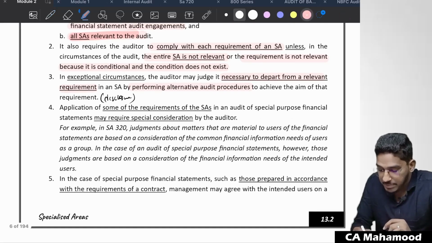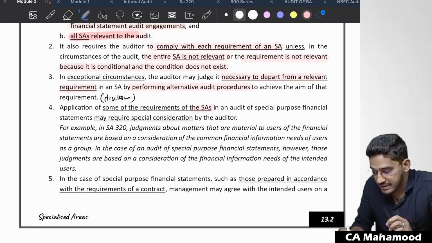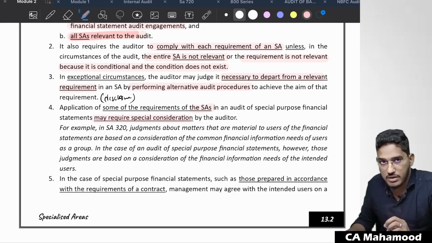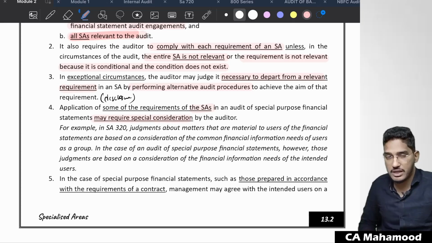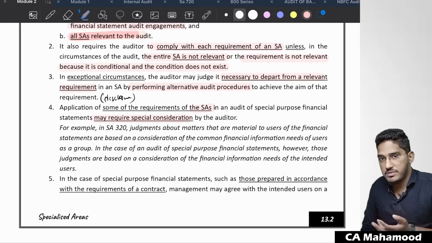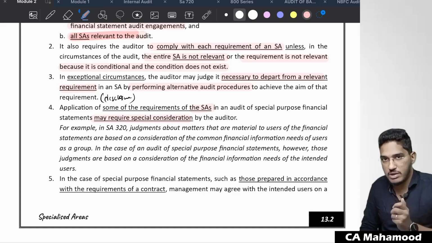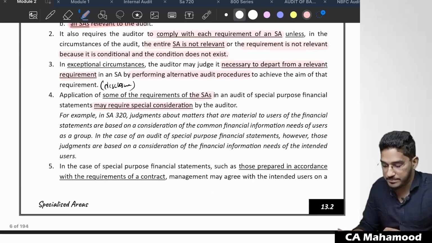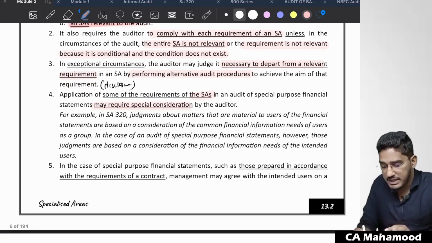Next one. Application of some of the requirements of the SAs in the audit of special purpose financial statements may require special consideration. So generally you apply all the standards on audit, but while applying some standards in the audit of special purpose financial statements, some special things you have to keep in mind. One is SA 320. That's what they say. For example, in SA 320, judgment about matters that are material to the users of the financial statements are based on consideration of common financial information needs of users as a group.